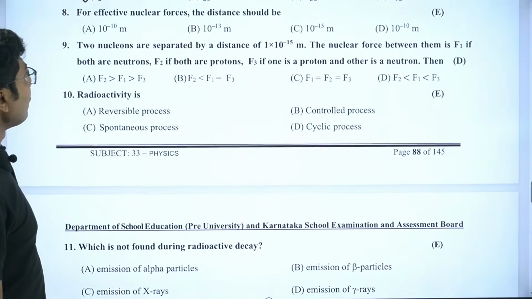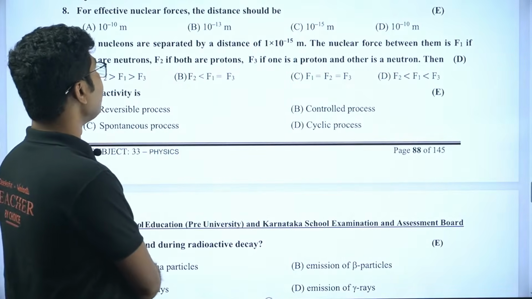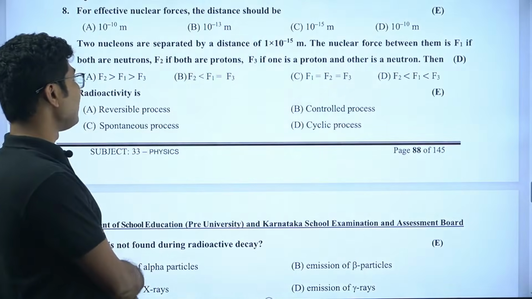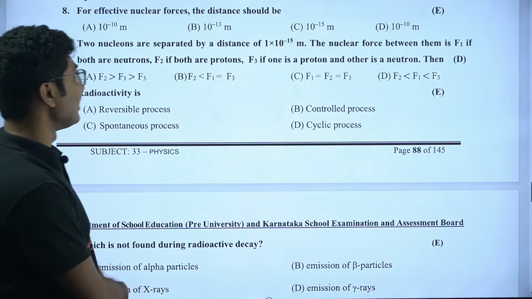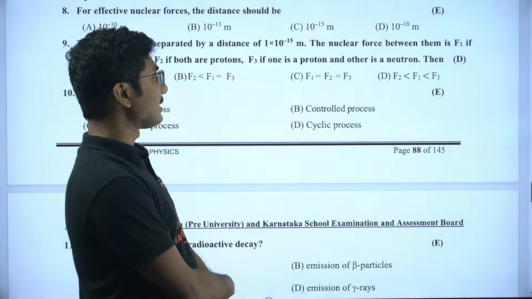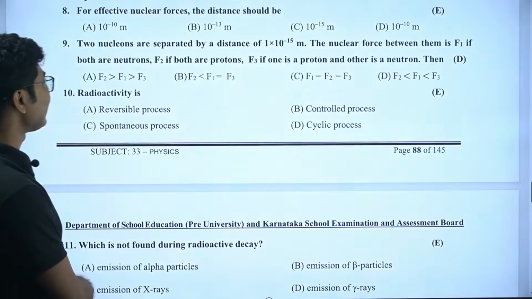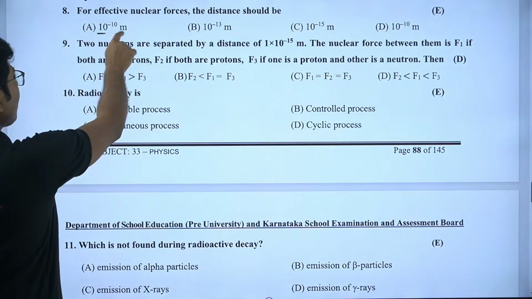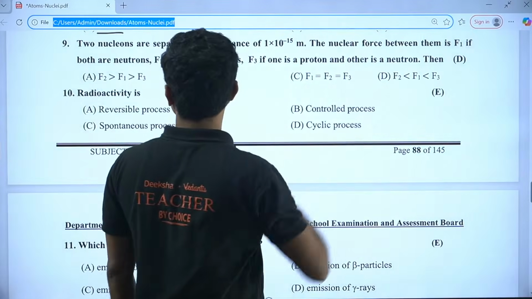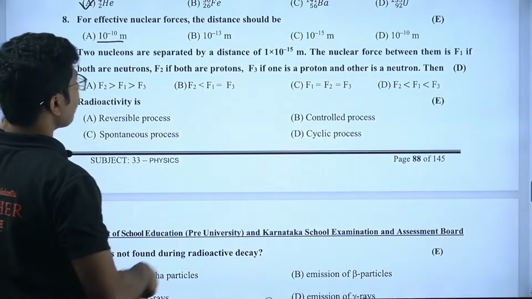For effective nuclear forces, the distance should be 10 to the power of minus 10 meter, 10 to the power of minus 13 meter, 10 to the power of minus 15 meter, 10 to the power of minus 10 meter. I don't know why two options are given the same. Okay, here two options are given the same.